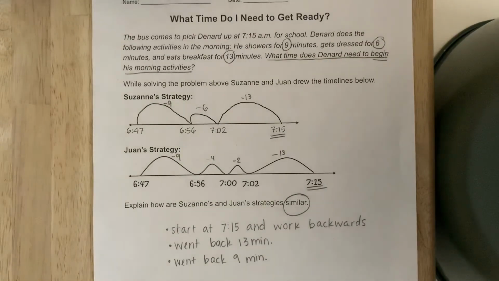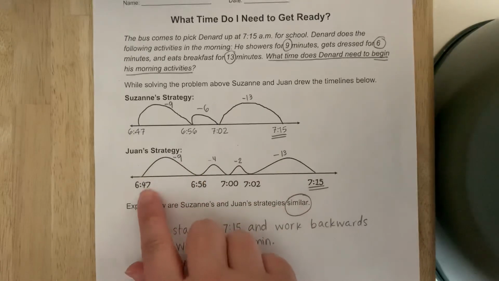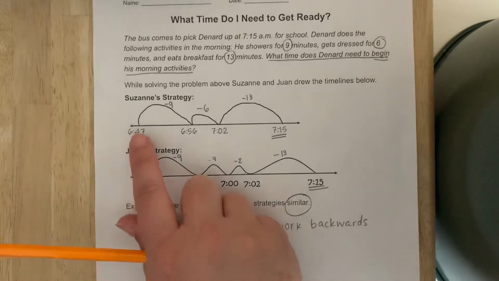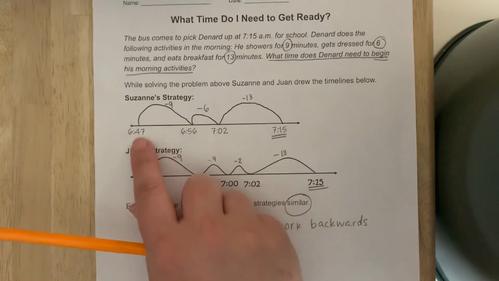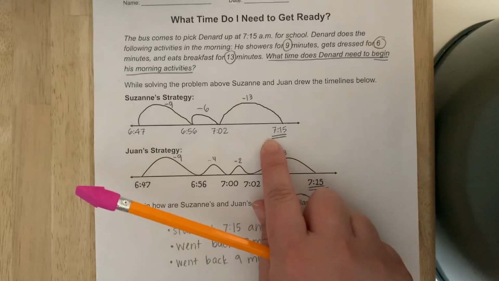Okay, so looking at their two strategies, they're both correct. They started at 7:15 and they worked backwards to figure out what time he should get ready. Denard should get ready at 6:47 a.m. if he wants to be ready to go on the bus at 7:15 a.m.